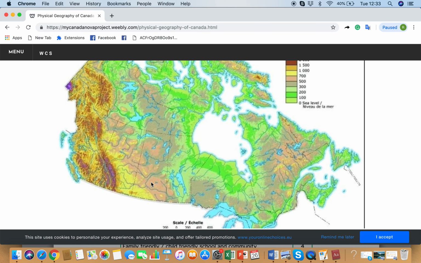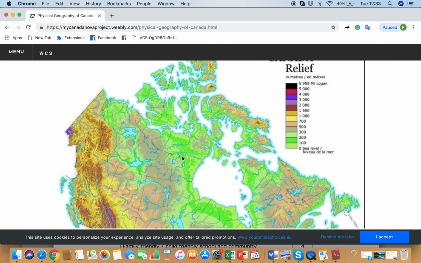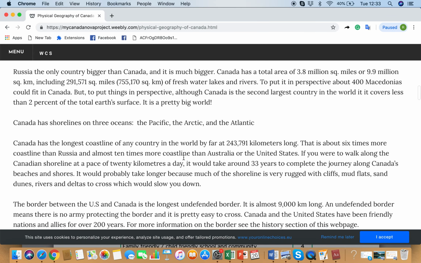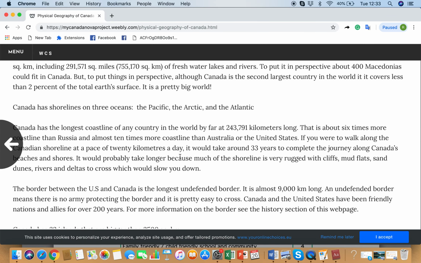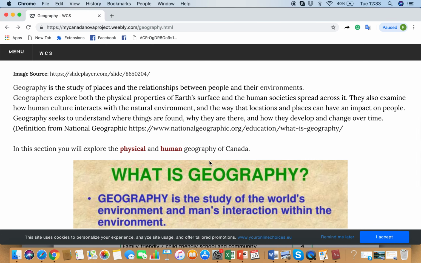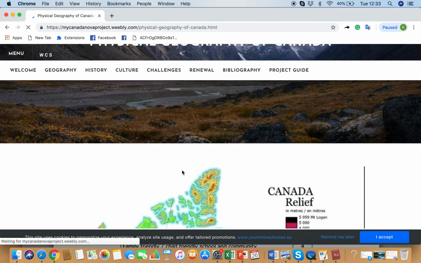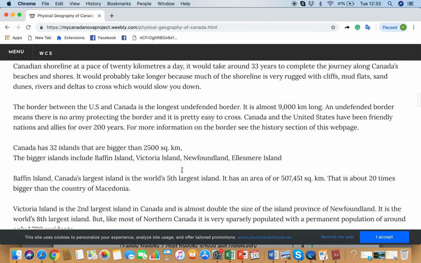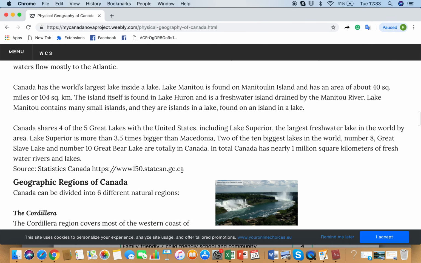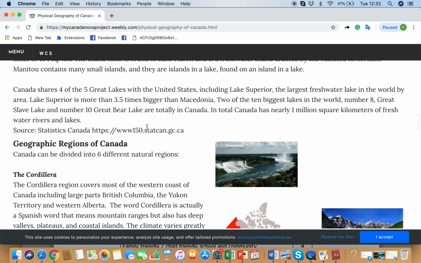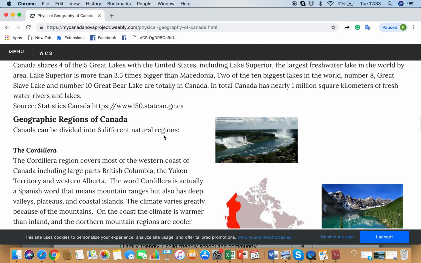And more maps. This shows the different kinds of the relief, which is the mountains. Then I wrote this information about the physical geography of Canada. Oh, sorry, go back to physical geography. And there's a bunch of statistics here, and it's all cited coming from Stats Canada.